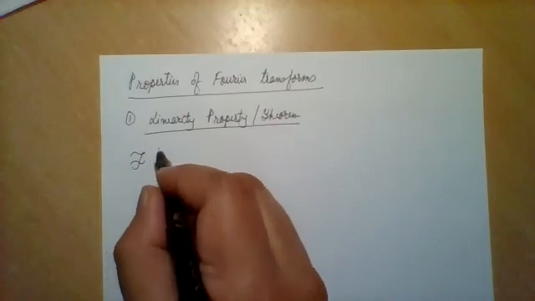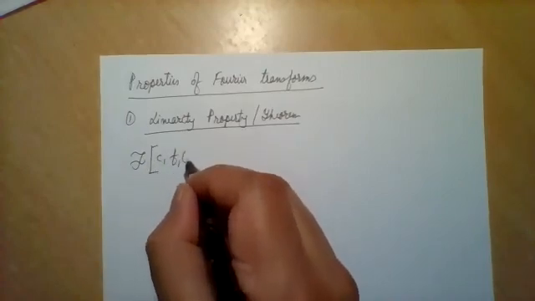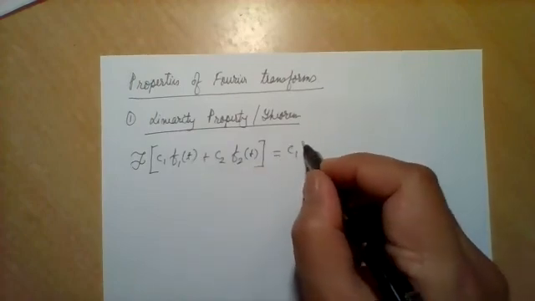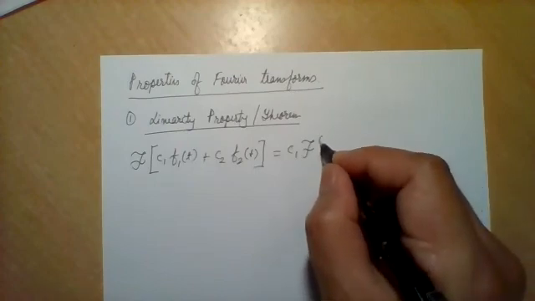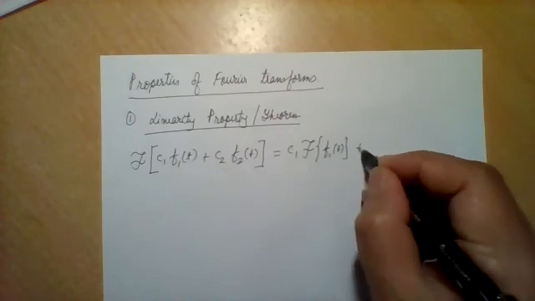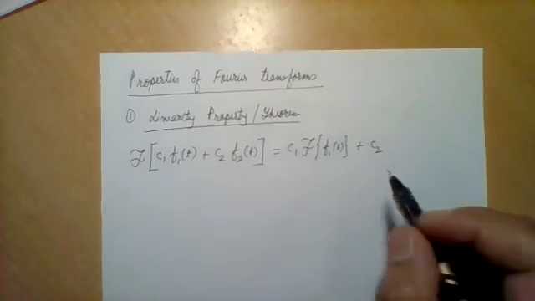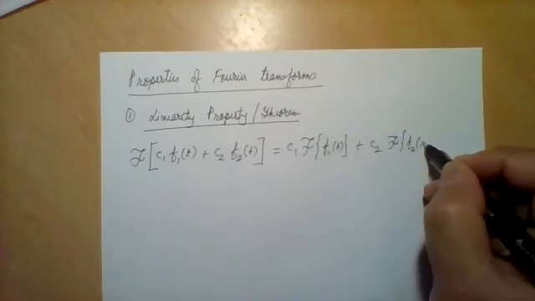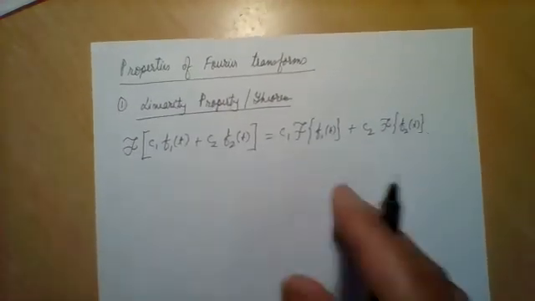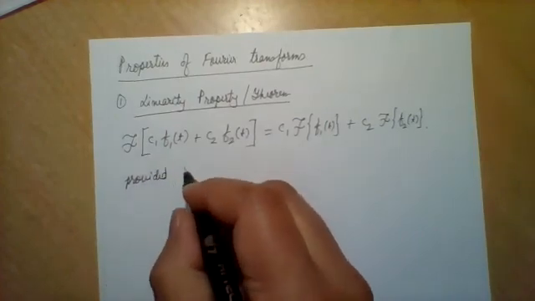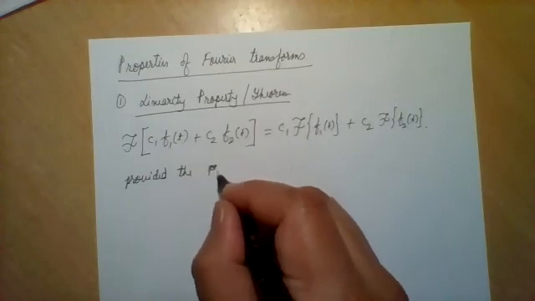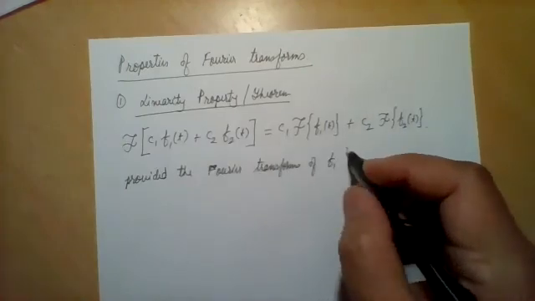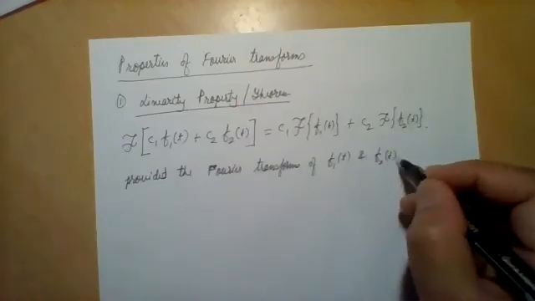That is, the Fourier transform of C1 f1 of t plus C2 f2 of t is equal to C1 times the Fourier transform of f1 of t plus C2 times the Fourier transform of f2 of t. Sorry, this is the Fourier transform, not the Laplace transform. This is the linearity property, provided the Fourier transforms of f1 and f2 exist.